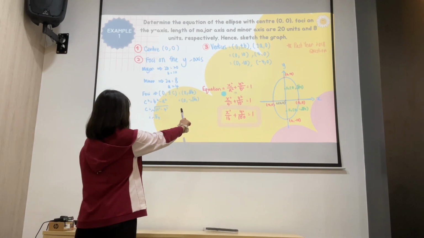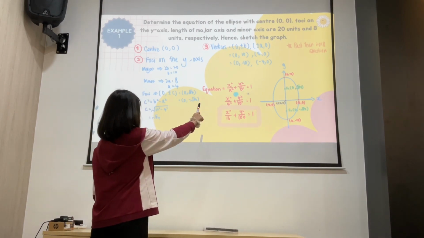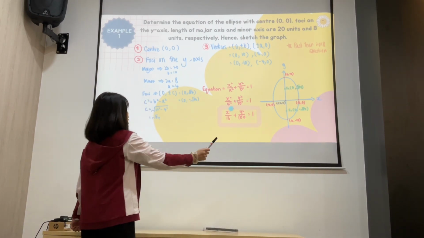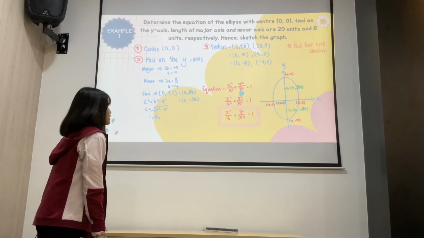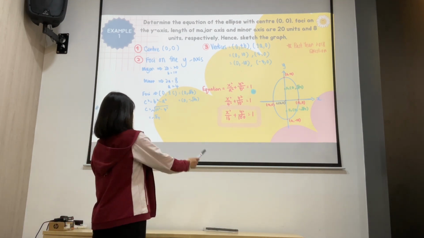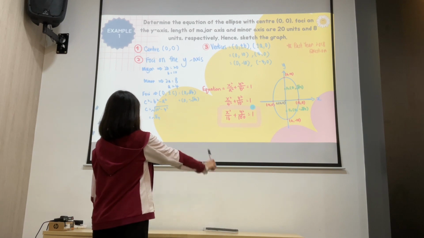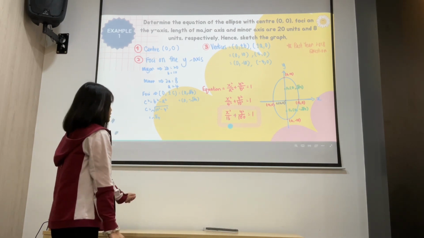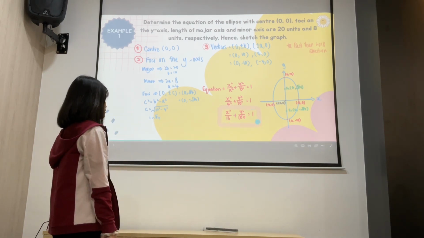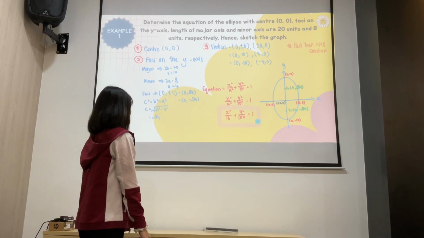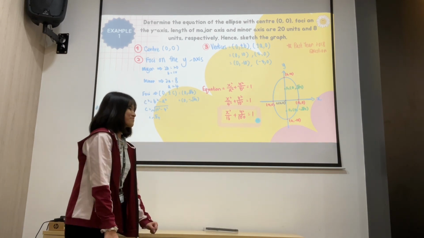So we can get the equation from standard equation x squared over a squared plus y squared over b squared equal to 1. So we substitute a equal to 4 and b equal to 10. So we get the equation x squared over 16 plus y squared over 100 equal to 1.